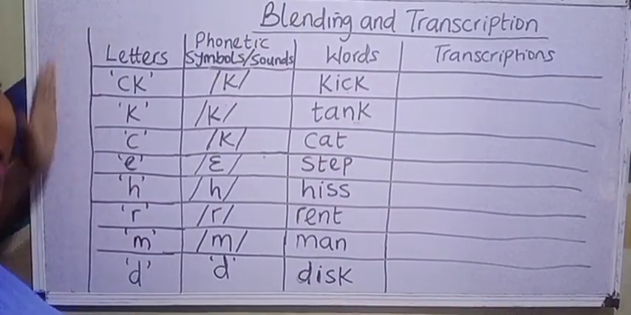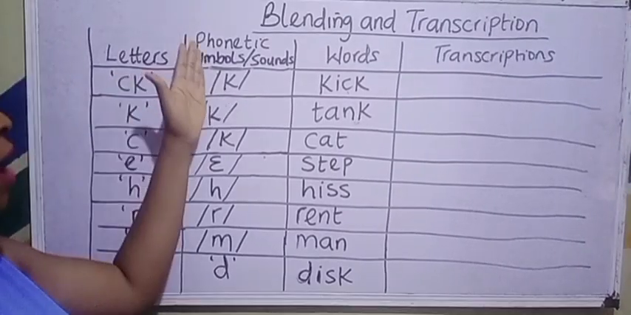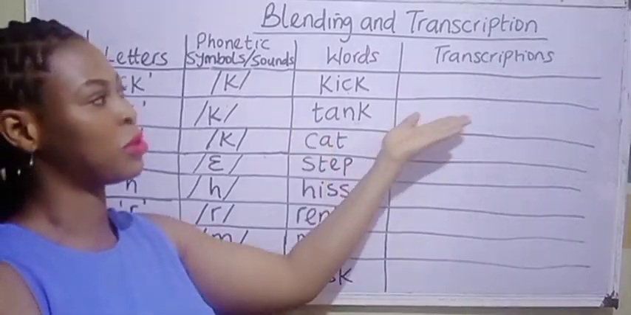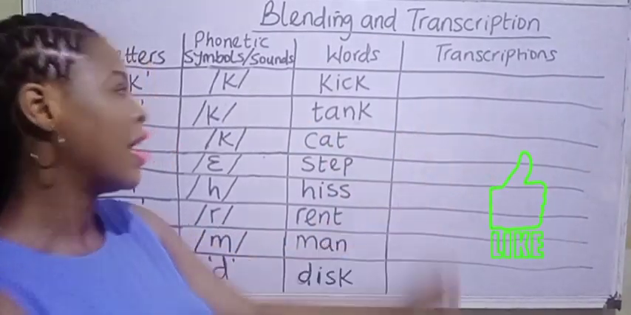We have the letters, that is the spelling aspects, and then we have the phonetic symbols and sounds, and then we have the words, and we're going to transcribe. Are you ready? Now let's move on.